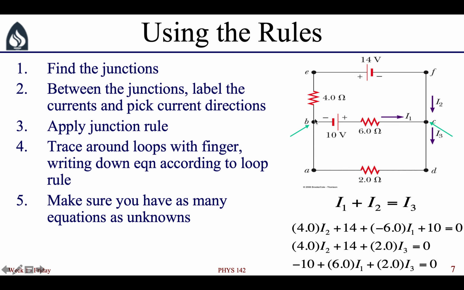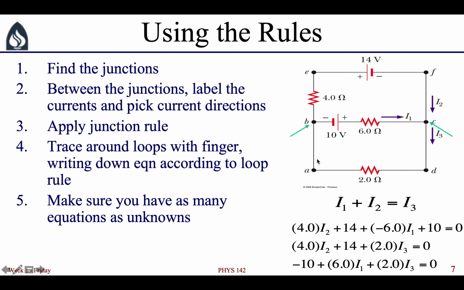Then we could also go around the outside of the loop. If we did that, we first pass through the 4 ohm resistor in the direction of the current, so that's plus 4 I2. We hit the positive terminal of the battery, plus 14 volts. And then the next thing we hit is a resistor. We're going with I3 through this resistor, so that's plus 2 I3. Now we're back to our starting point, so the sum of those potential differences is equal to 0.